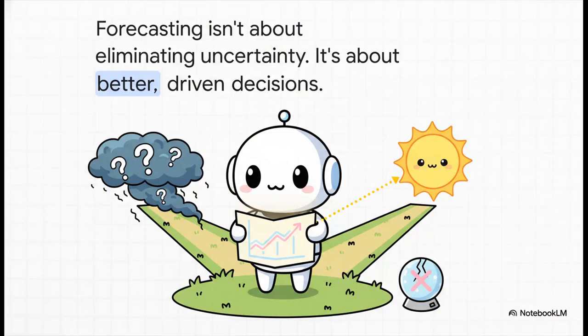So the most important thing to remember is that we're not using all this science to build a perfect crystal ball. No forecast is ever going to be 100% right. The goal is to reduce uncertainty, to quantify the risks, and to give decision makers a powerful data-driven edge so they can navigate an uncertain future more intelligently.